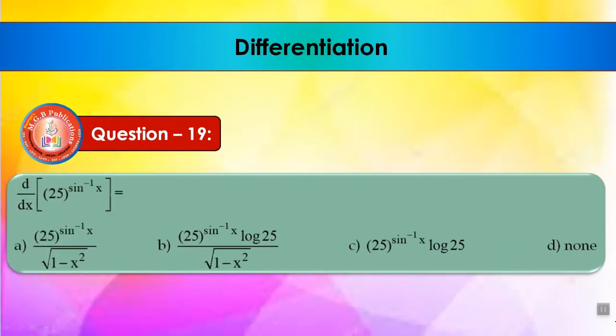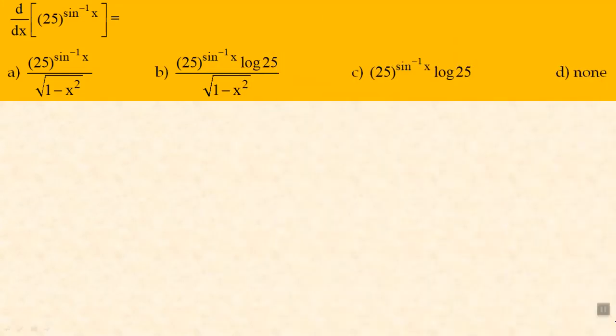Dear students, see the question number 19. Read the question and write it. The question is d by dx of 25 whole power sin inverse x is equals to. Options are 25 whole power sin inverse x divided by square root of 1 minus x square, 25 whole power sin inverse x into log 25 divided by square root of 1 minus x square, 25 whole power sin inverse x into log 25, none.